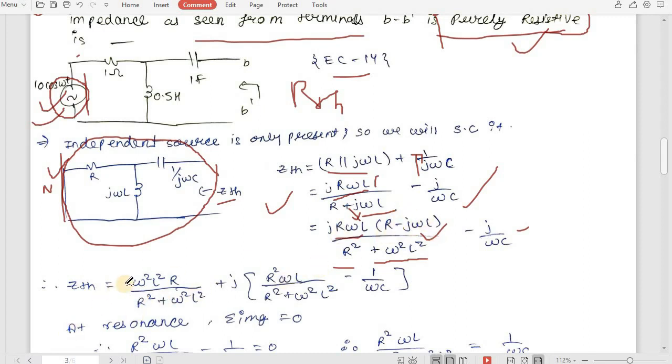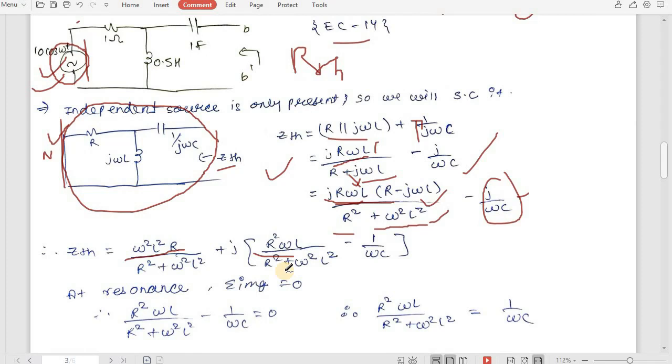The real part is omega square L square R upon R square plus omega square L square, and the imaginary part will be R square omega L upon R square plus omega square L square, and this is the negative part, which is minus 1 upon omega C. As we all know, when our circuit operates at resonance frequency, the imaginary part, basically the reactance of our circuit, will be 0. So we have to equate our imaginary part equals to 0.